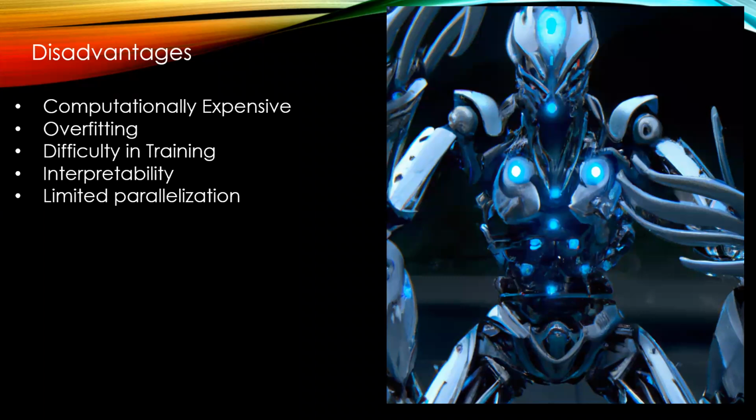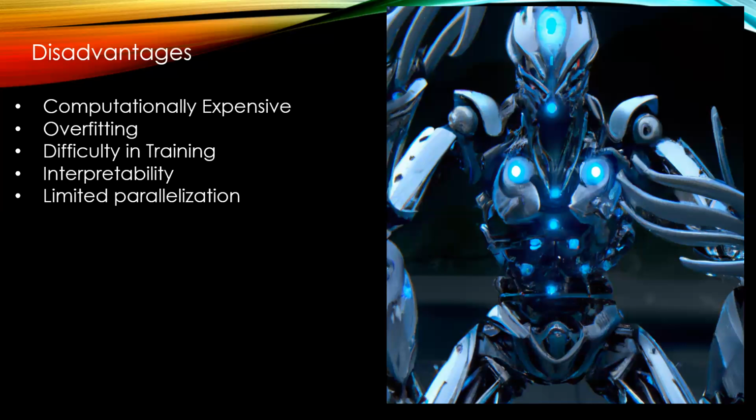Let's talk about the fifth big limitation or disadvantage, which is limited parallelization. LSTM networks are not easily parallelizable, as each time step in the sequence depends on the previous time step. This can limit their scalability and efficiency, particularly when working with long sequences.